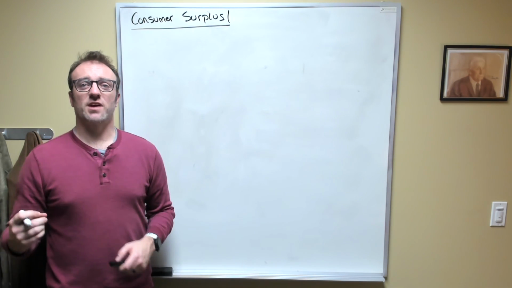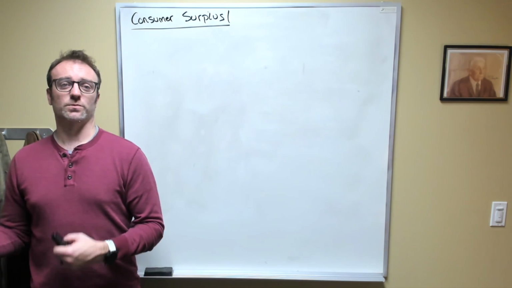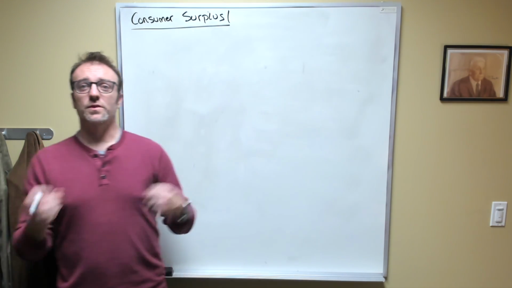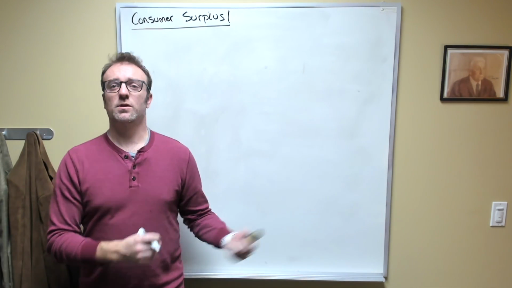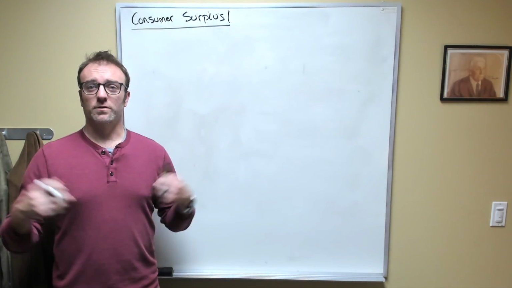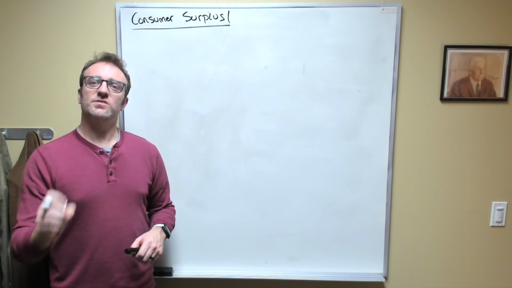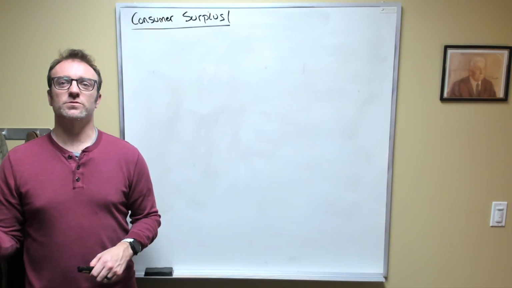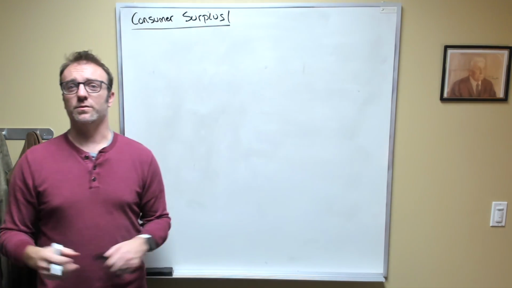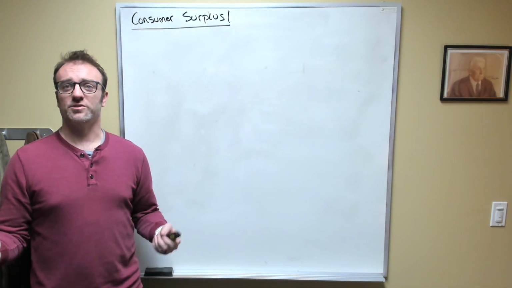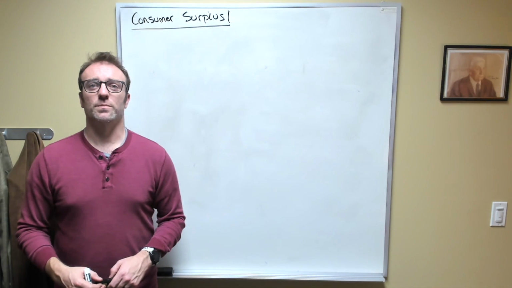So now that we understand the difference between the total personal worth of a basket of goods and the total price of that basket of goods, we can talk about the concept of consumer surplus. Consumer surplus is the difference between the total personal worth and the total market value, or in other words, the total price paid for all the units that we purchased.